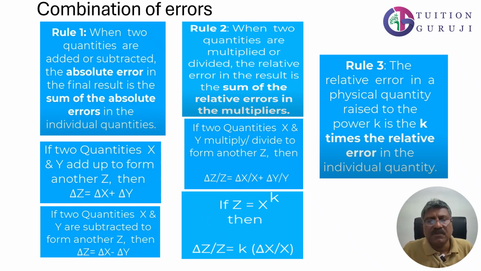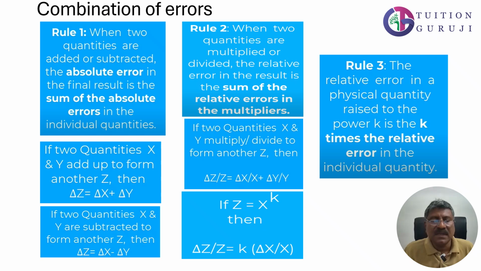When we measure physical quantities, there can be a combination of errors. So how are these combinations of errors handled? There are different rules for handling these errors. Rule 1: when two quantities are added or subtracted, the absolute error in the final result is the sum of the absolute errors in the individual quantities. For example, if two quantities x and y add up to form another quantity z, then delta z, the absolute error of z, is the sum of the absolute errors of the individual physical quantities x and y.